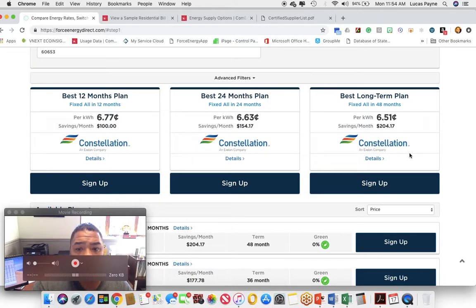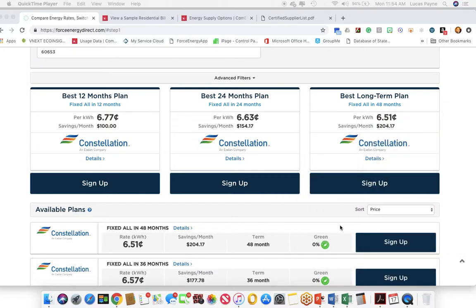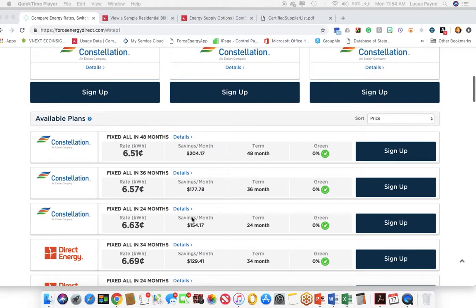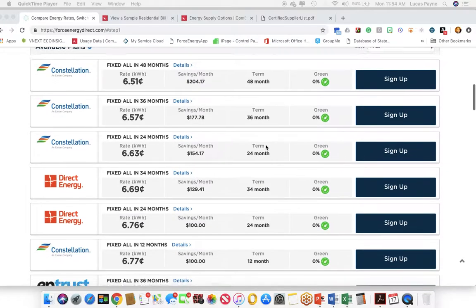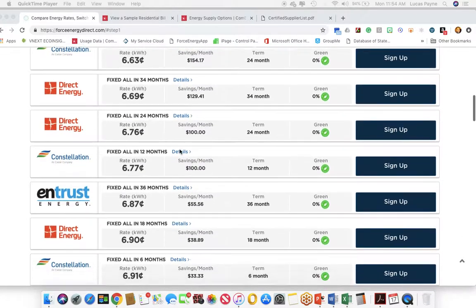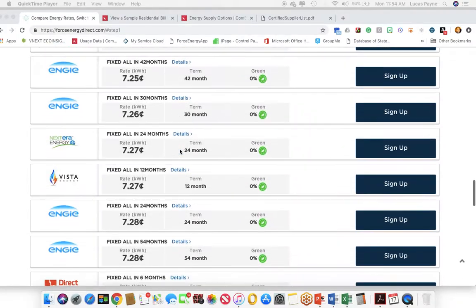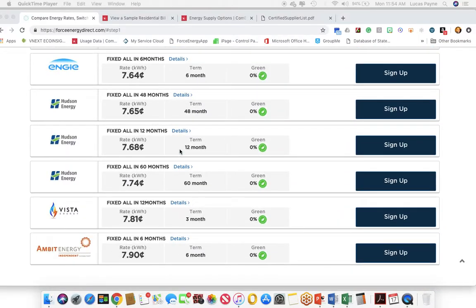Now in this, you'll notice 3 different plans that came up, all with a company called Constellation. But again, those weren't the only plans that came up. It's just that those were the 3 best for those scenarios. But we have a 5.51 all in for 48 months, a 5.7 for 36 months, and Direct, Constellation, Entrust, Agera, Ambit, all these other companies came in with the best rates that they had uploaded to our system for the day.